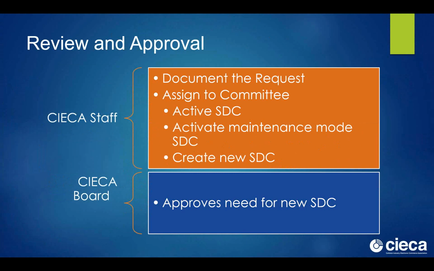Once we receive a request, the CIECA staff will do some analysis, document the request, and then determine what standards development committee needs to work on this request. We can assign that to an active committee, or we can activate a maintenance mode committee, and we can also create a new committee. This year we created a new committee, the Emerging Technologies Data Standards Committee. And anytime that we need a new standards development committee, our CIECA board needs to approve that committee.